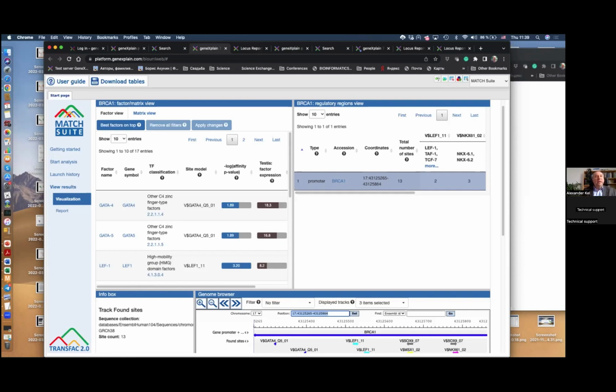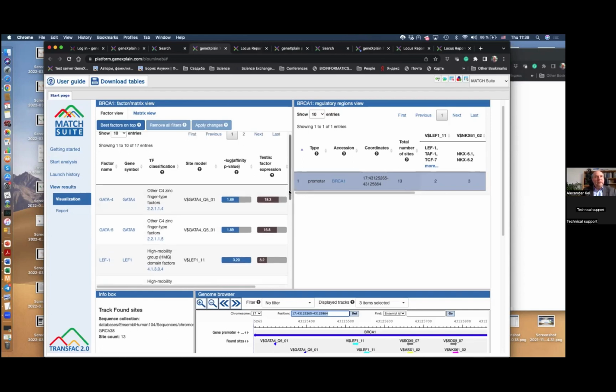But in between, we got these results opened. And what we see here are 3 windows. Here at the left, it gives us the list of transcription factors.